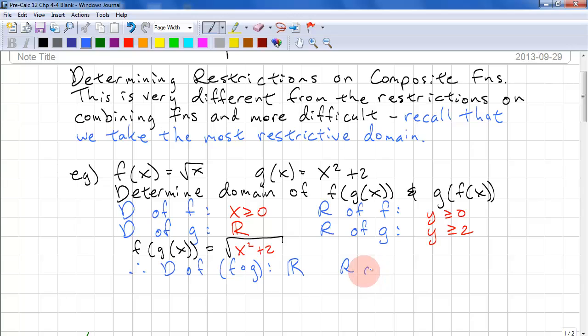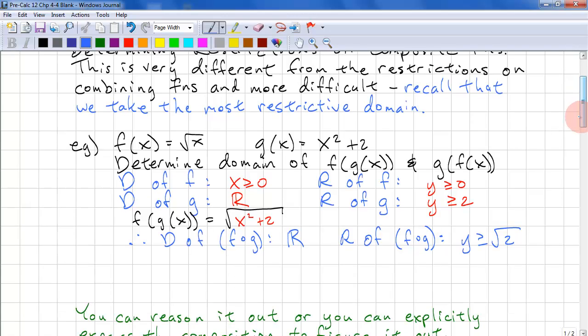The range of f of g: again, we look at what's coming out of g and going into f. Since our minimum value is 2, we want to put this as an input into f. And f is just the square root of x. So the range is y is greater than or equal to the square root of 2, because 2 is going in, and we're taking the square root of that.